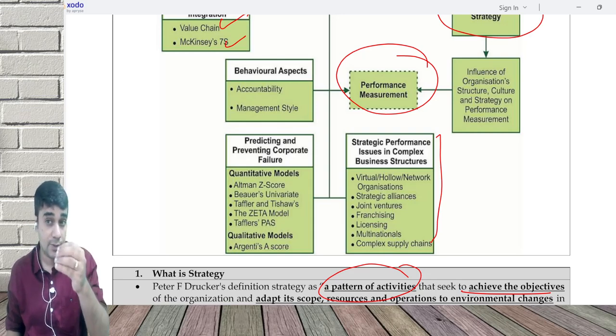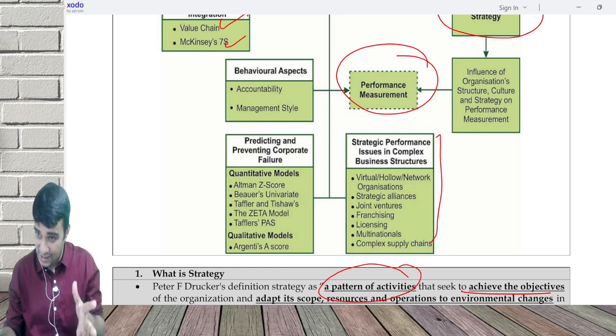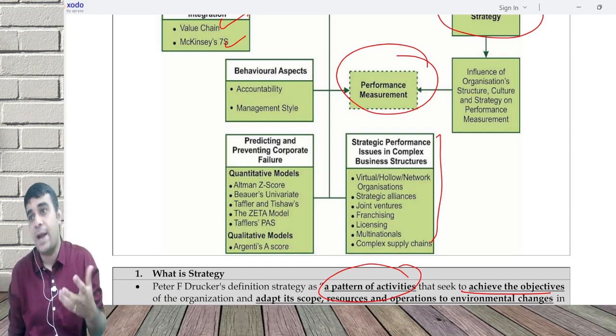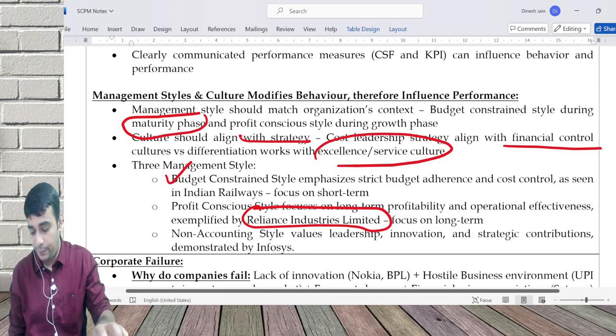It can occur because of technology. It can occur because of poor execution, poor decision making, mistakes, or too much borrowing, too much expansion. So a lot of reasons can be there for a corporate failure.